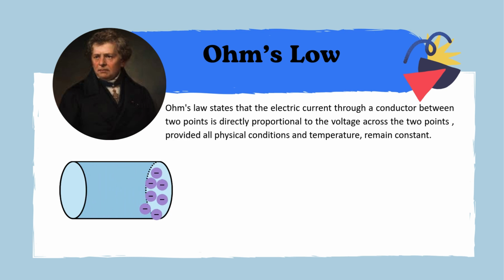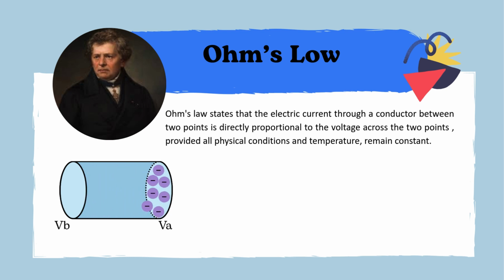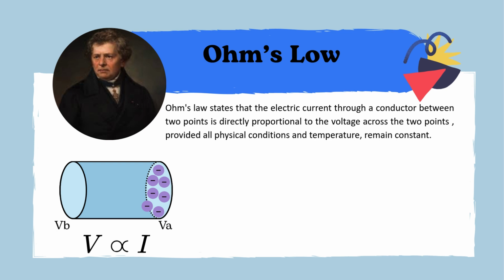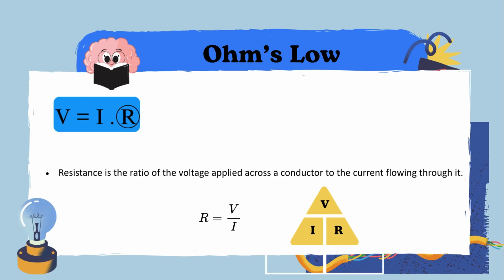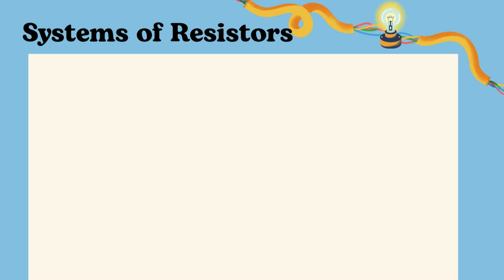When a voltage, potential difference, V is applied across the ends of a metallic conductor, as in the figure, the current in the conductor is found to be proportional to the applied voltage. If the proportionality holds, we can write V equals IR, where the proportionality constant R is called the resistance of the conductor. Now let's explore two main ways resistors can be connected in a circuit.